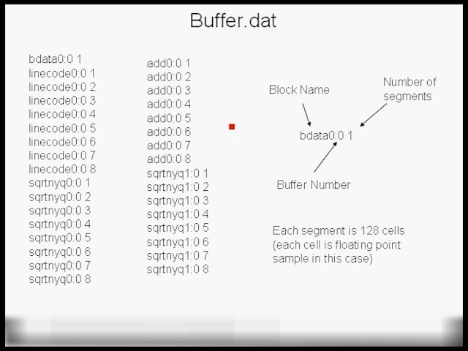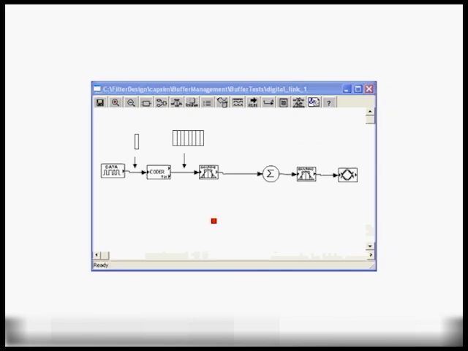gigabits worth of data. Another very important aspect of the way Capsim does simulations is the fact that multi-rate signal processing is done at the natural rate for each block.